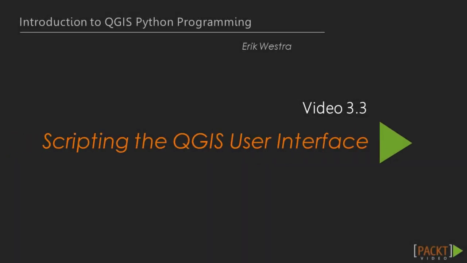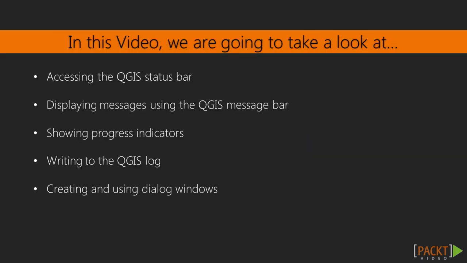Hello there! Welcome to this video titled Scripting the QGIS User Interface. In the previous video, we wrote a Python program which analyzes the contents of a shapefile. In this video, we're going to look at various ways you can incorporate user interface elements into your QGIS Python programs. We'll see how to interact with the QGIS status bar, how to display messages in the QGIS message bar, and how to use progress indicators. We'll learn how to write messages to the QGIS logging panel and finish by creating a custom dialog that lets the user supply information for your program to use.